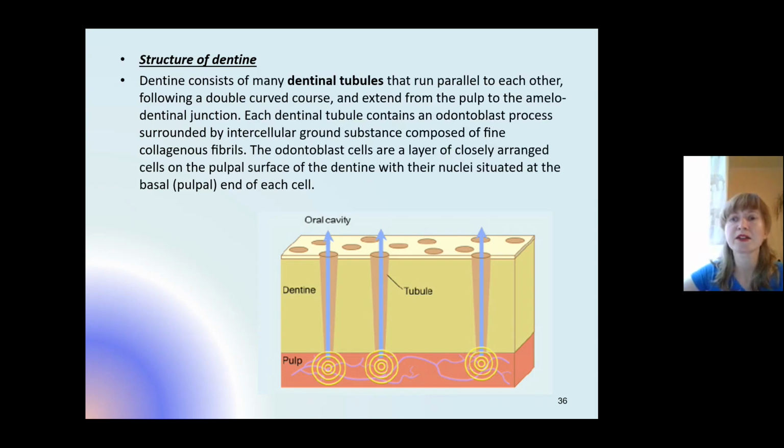Dentine consists of many dentinal tubules that run parallel to each other, following a double curved course, and extend from the pulp to the amelodentinal junction. Each dentinal tubule contains an odontoblast process surrounded by intercellular ground substance composed of fine collagenous fibrils. The odontoblast cells are a layer of closely arranged cells on the pulpal surface of the dentine, with their nuclei situated at the basal pulpal end of each cell.